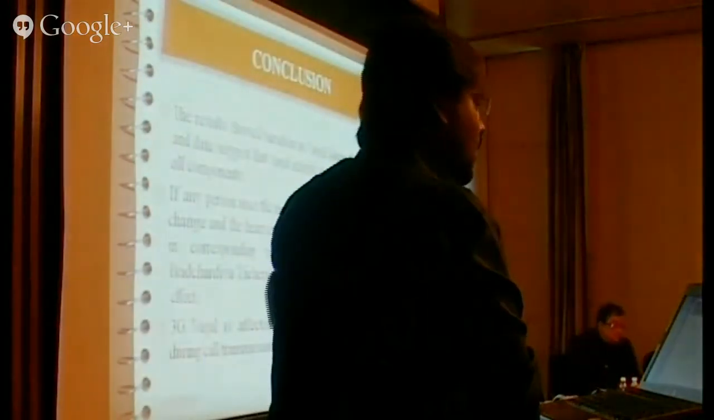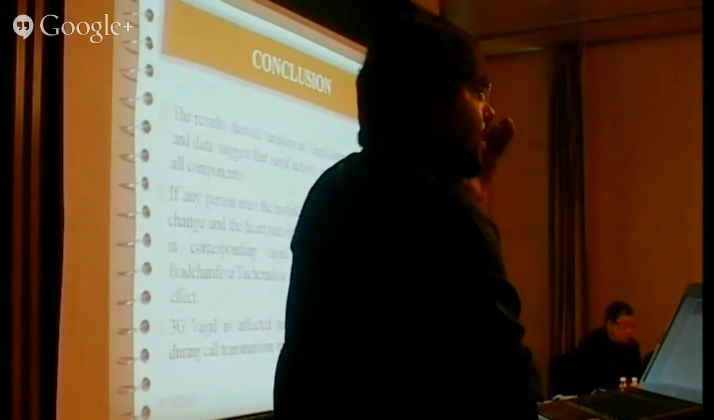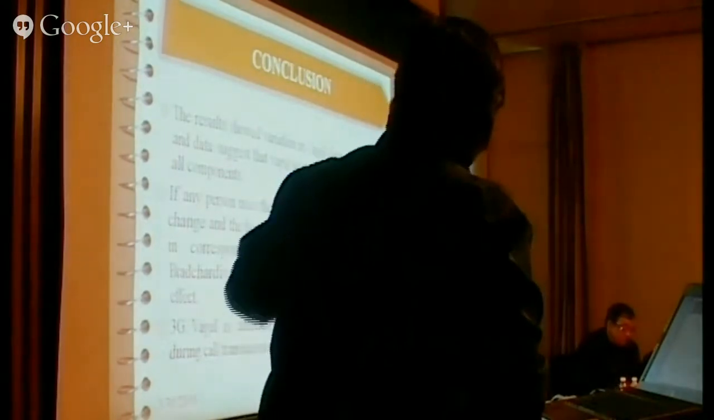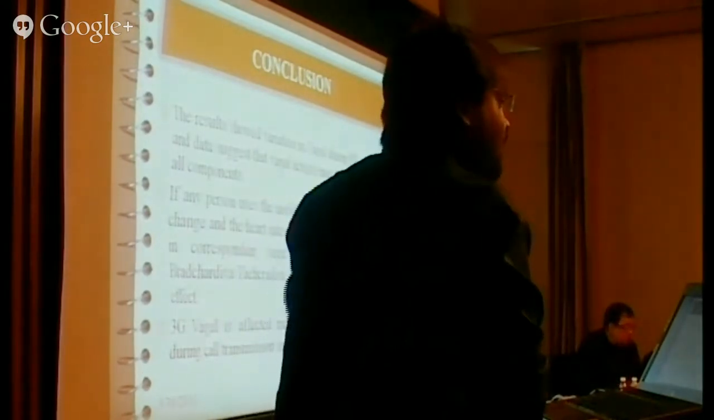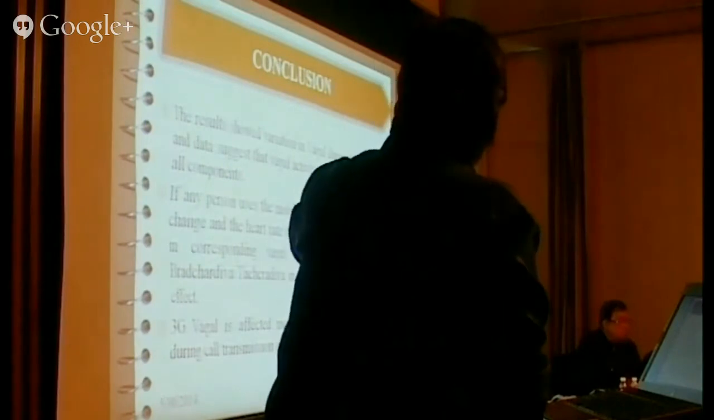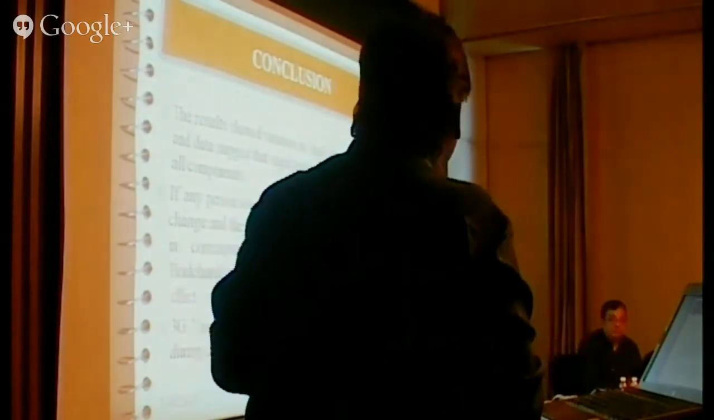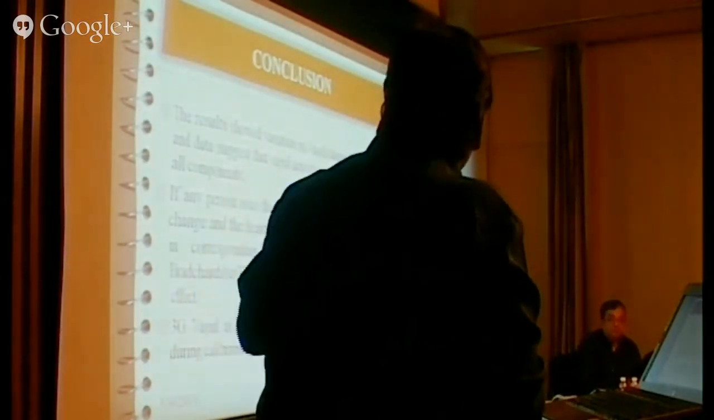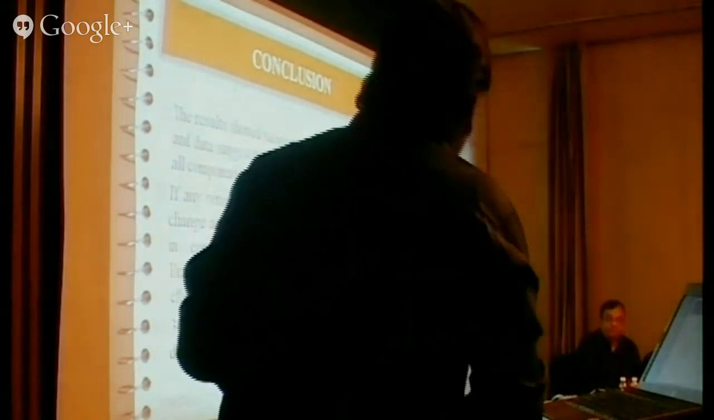Bradycardia occurs when, due to the RF exposure, there is a slight change in the heart rate, or we could say the heart rate becomes low. And if the heart rate increases abruptly, then there will be a chance of tachycardia in those persons because of the RF exposure. And the last and most important point: 3G vagal is affected more as compared to 2G vagal during transmission mode in the case of male, as I discussed in my previous slide.